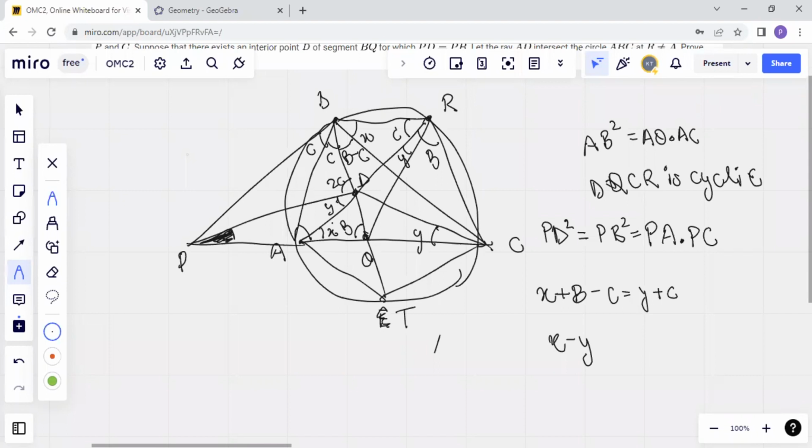Yep. X plus B is Y plus 2C. So you have that angle PDB is 2C and DQP is B. So this angle is 2C minus B. And we are done.